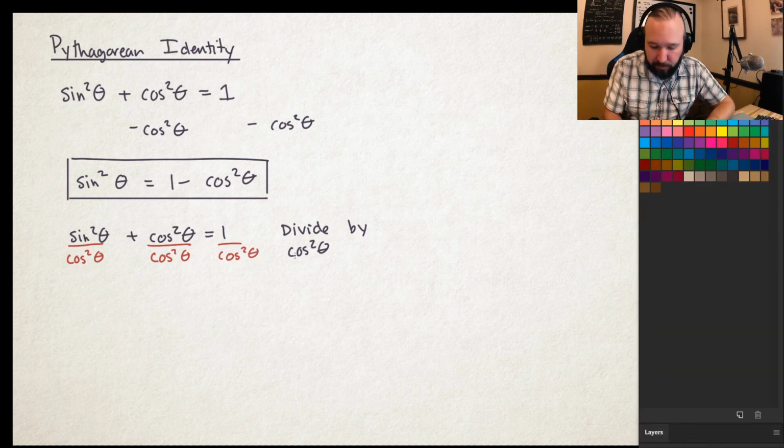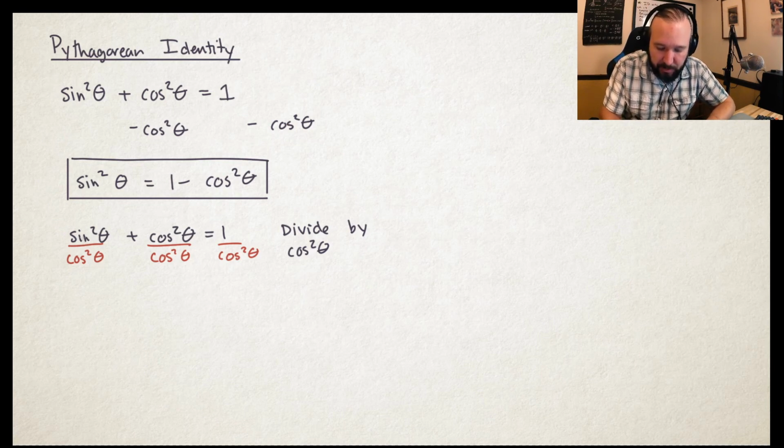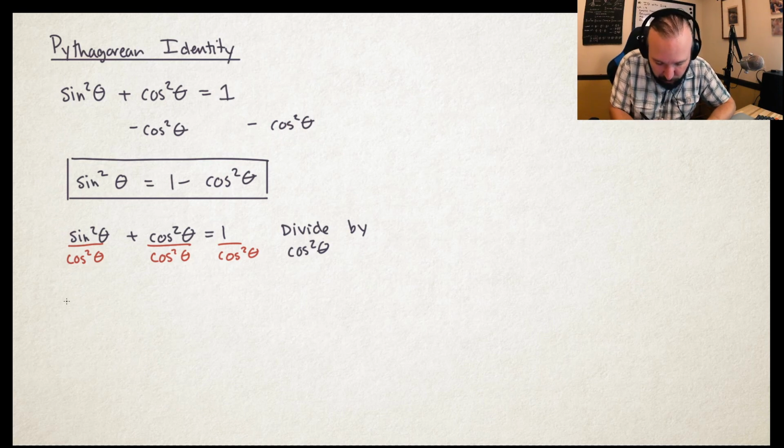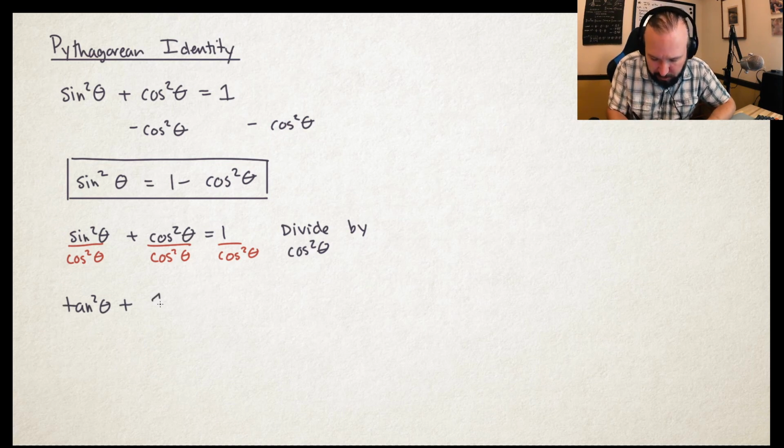All right, so now let's see if we can simplify this. Remember, sine over cosine was tangent, so sine squared over cosine squared is going to become tangent squared. Now, cosine squared divided by cosine squared, that's going to be 1. And then 1 over cosine squared, remember, secant is 1 over cosine, so this will become secant squared theta.